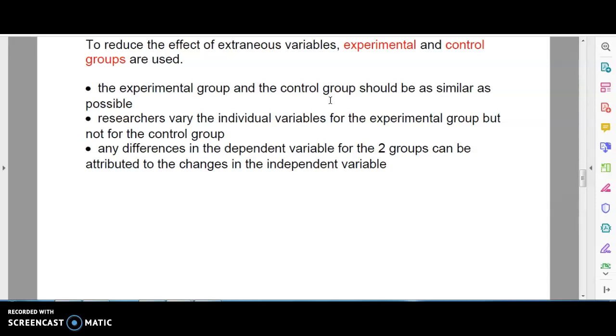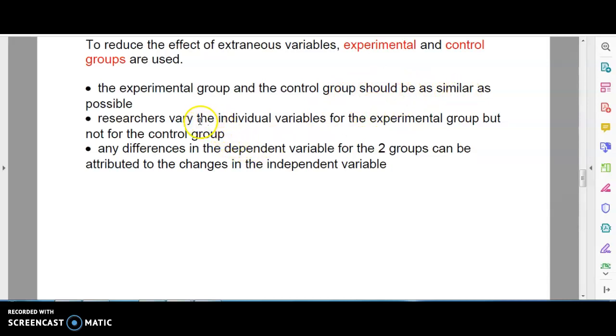So let's say we're looking at our exam marks for our data class. So maybe we look at all the data students at OT, and we take half of them and put them in the experimental group, and take the other half and put them in the control group. Okay, so now they're as similar as possible. They're all data students. They're all OT data students.